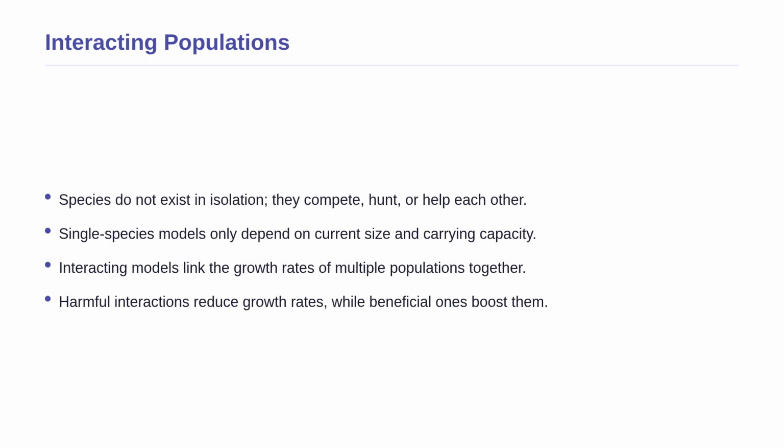In the real world, species do not exist in isolation. They constantly interact by competing for resources, hunting each other, or even helping one another survive. A basic single species model only looks at the population's current size and the environment's carrying capacity. But that is not realistic for shared habitats.